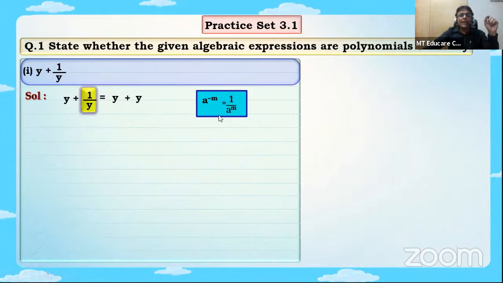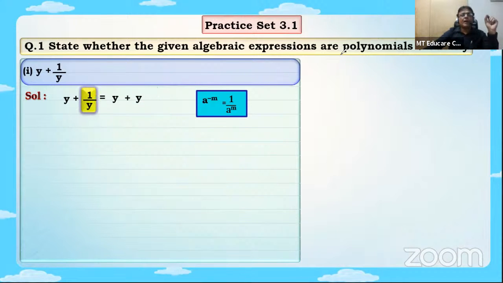It means if the variable is in the denominator, then the power is negative. Actually, you see a raised to m, but it is not m. It is a raised to minus m. Similarly, if it is 1 upon y, what is the power of y here, students? The power of y is equal to 1. But if this goes to the numerator, we convert it in this way, a raised to minus m. So it will become y raised to minus 1. And minus 1 in a polynomial is not allowed. Minus 1 is not a whole number.